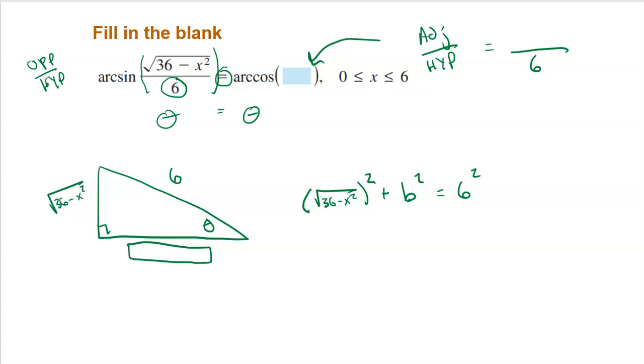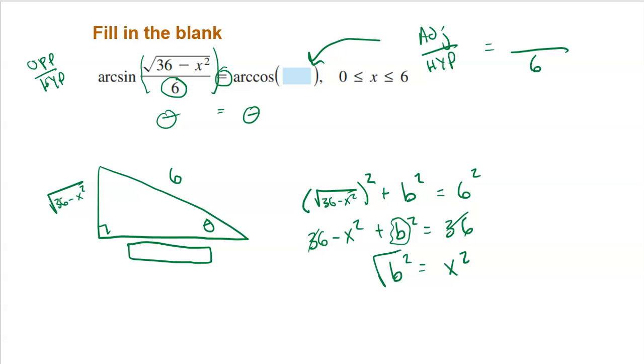Well, this first one's easy because the square and square root cancel. So I just get 36 minus x squared plus b squared equals 36. Now I've got to solve for b, so I'm going to subtract 36 over, which cancels out, right? So I bring this 36 over, they're gone. I'm going to add the x squared over, so I get b squared equals x squared. Again, I added the x squared over, I subtracted the 36, which turned it to a 0.